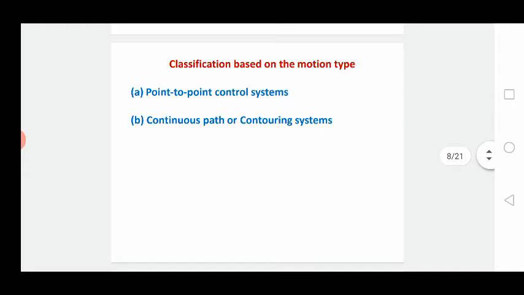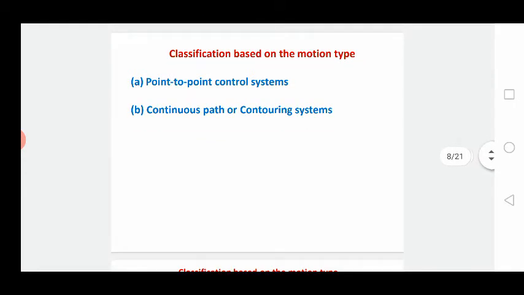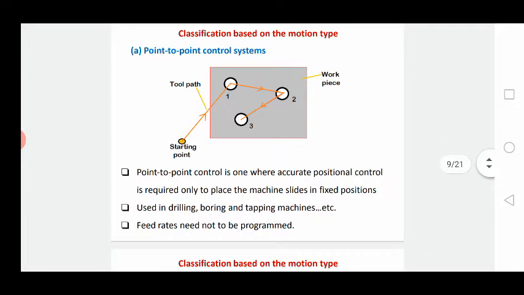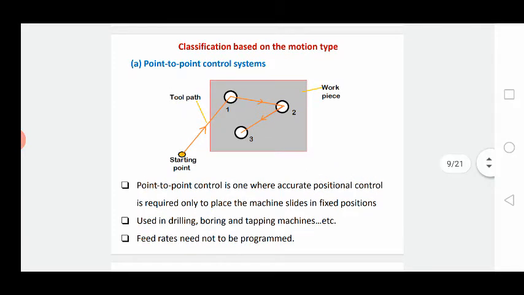Next comes the second type of classification, which is based on motion type, how motion takes place in the CNC machine. So point to point control systems and continuous path or contouring systems. Let us see one by one. In the point to point control system, as you can see in the diagram, the motion is defined by points. We are not concentrating on the path in which it is traveling, only on the point to which it travels.